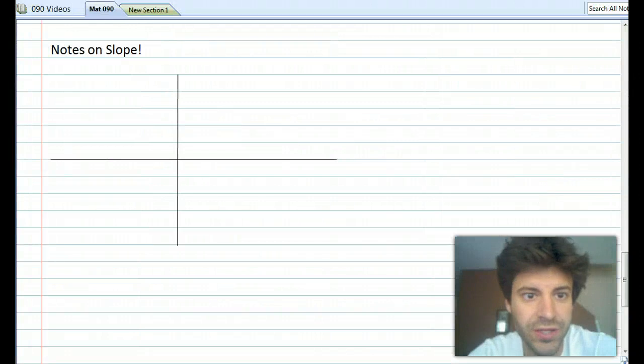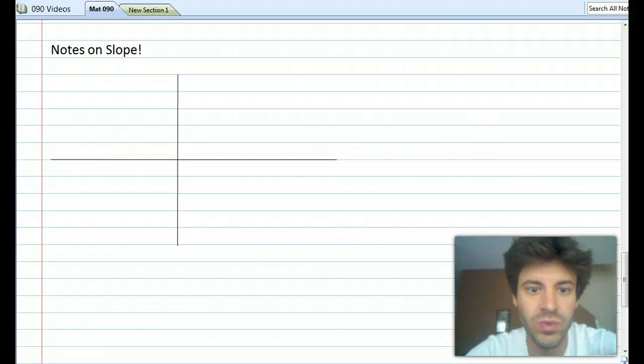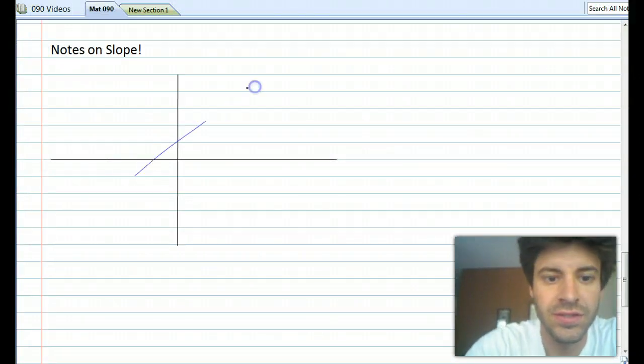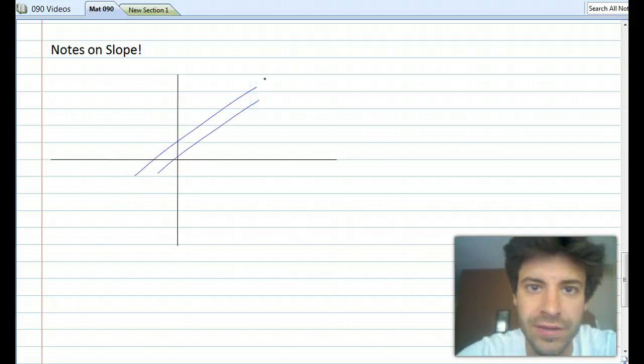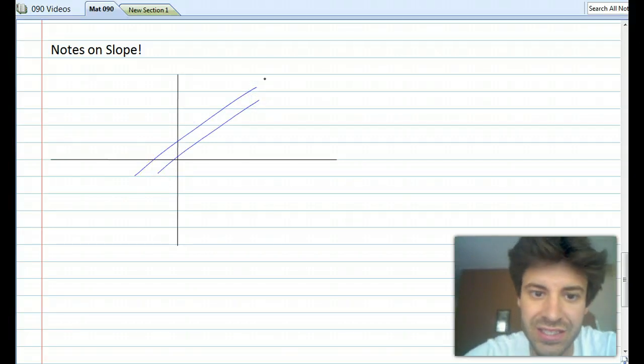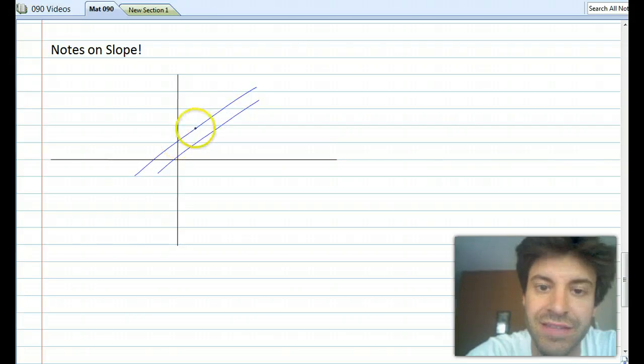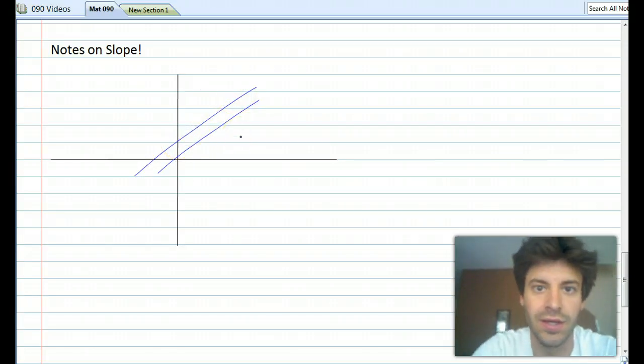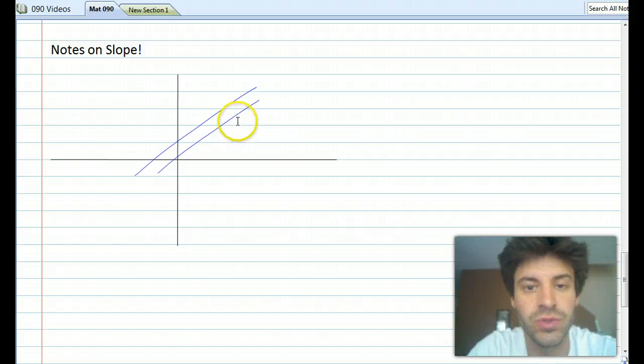Okay, just a couple of quick notes about slope. The first one is about parallel lines. If you have two parallel lines, it's pretty easy to see that they should have the same slope. They have the same rise over run. So the first rule is that parallel lines have equal slopes.